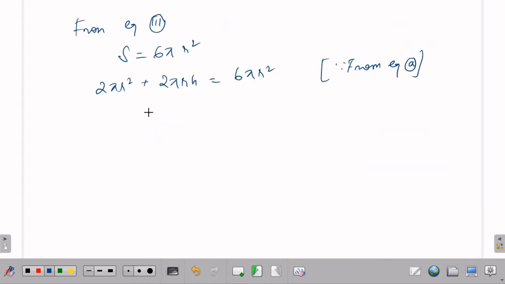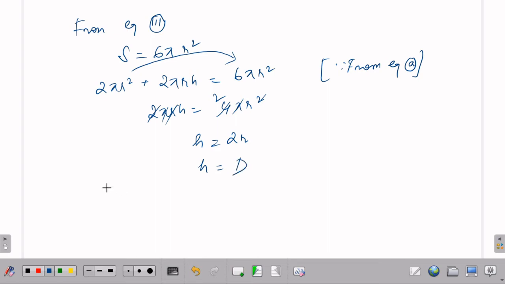Okay, so I got this one. What I can do over here is that your 2 pi rh, if this one comes over here, will be 6 minus 2, 4 pi r square. So your 2 and pi cancel, and your r square. So it'll be h is equal to 2r. That is, h is equal to your diameter.